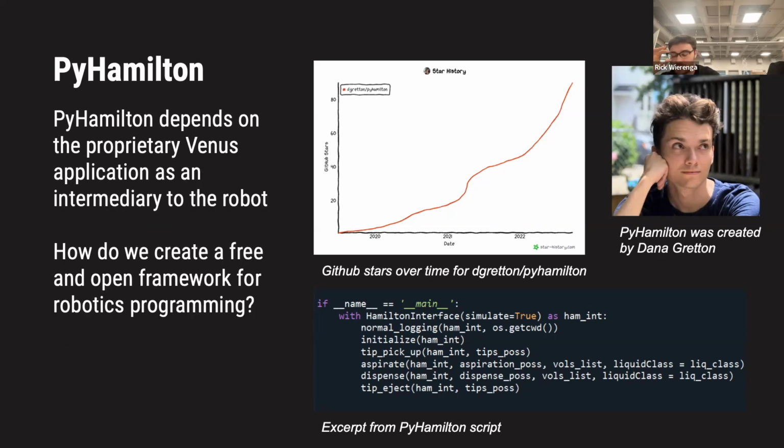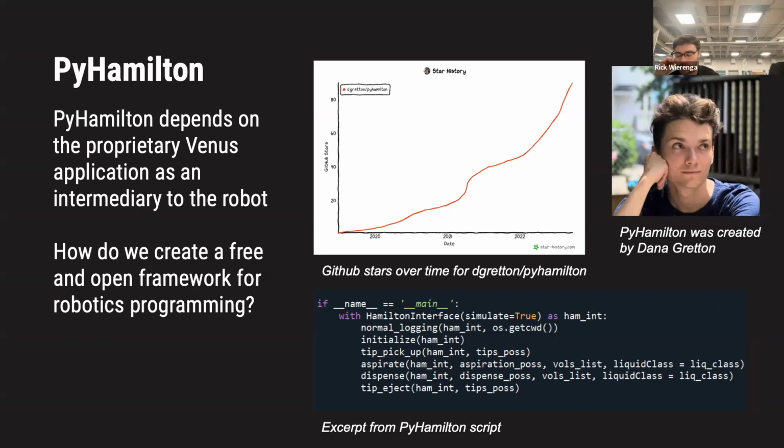PyHamilton enables robotics programming to enter the highly productive ecosystem of modern software. PyHamilton has been extremely successful at addressing our own lab needs, and adoption in industry is accelerating exponentially. However, it has a crucial limitation that prevents full integration with open source ecosystems. PyHamilton relies on the proprietary Venus application, which runs only on Windows, as an intermediary communication layer to the robot. How do we create a fully open source interface?